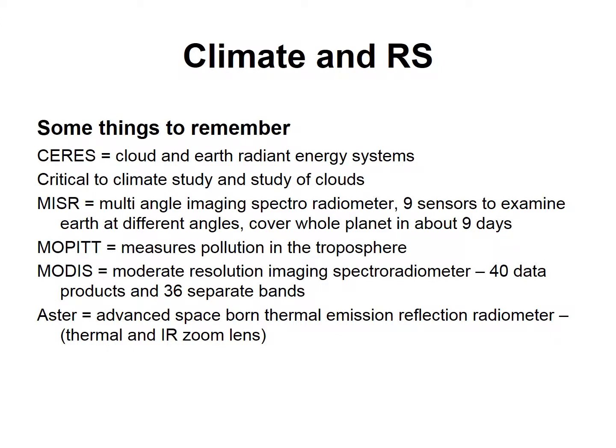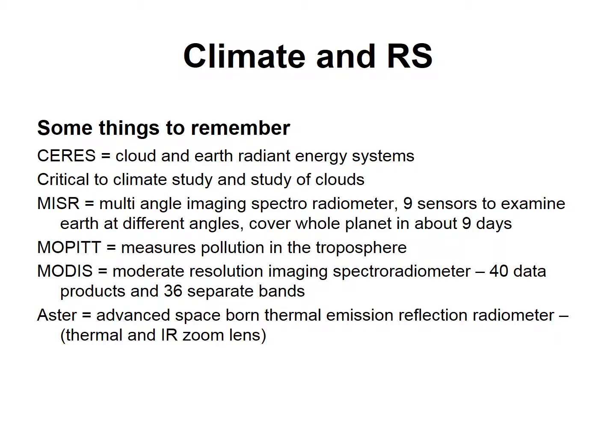MOPITT is the next one we're going to look at. It measures pollution in the troposphere. And MODIS, which is a Moderate Resolution Imaging Spectroradiometer. And this is a pretty cool satellite. It produces about 40 different data products, and it does that out of about 36 different bands of electromagnetic radiation information that it collects. And then of course there's ASTER, which is the Advanced Spaceborne Thermal Emission and Reflection Radiometer, and this primarily looks at thermal and infrared information, but basically it's like having a big thermal and infrared sensor with a zoom lens, so you get better resolution information in these particular wavelength ranges.